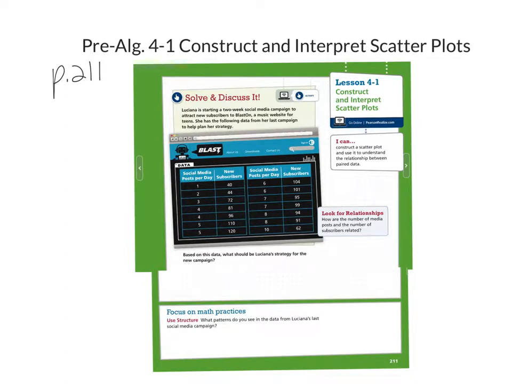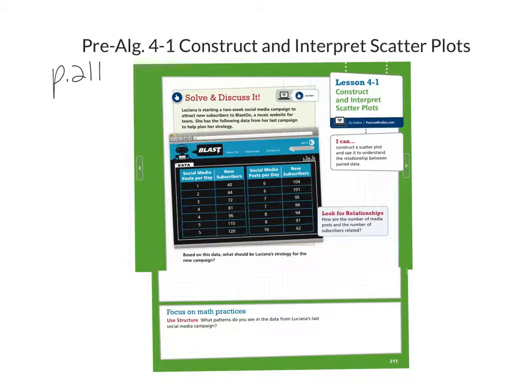Page 211 starts lesson 4.1, which is on constructing and interpreting scatter plots. Scatter plots basically is, in real life, when we graph something that has two variables, x and y, for example, the points don't always line up exactly as a straight line, so they are scattered around, kind of. That's where they get that idea of scatter plots. So we're going to be looking at those lines and looking at how we can make interpretations and predictions and things based off of the points that we've been given.